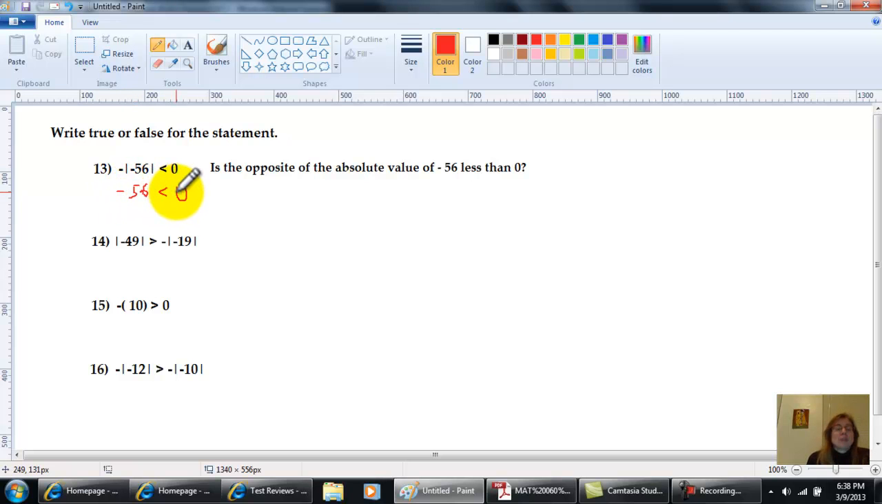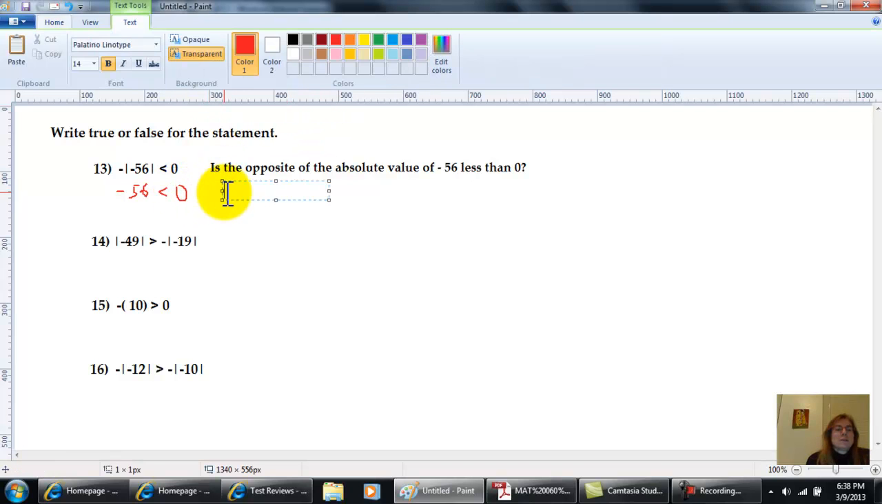Is that a true statement? Is negative 56 less than 0? Well, negative numbers are less than 0. So yes, that is a true statement. So alright. So for this one, we'll type it out into a question. It's asking, is the absolute value of negative 49 greater than the opposite of the absolute value of negative 19?